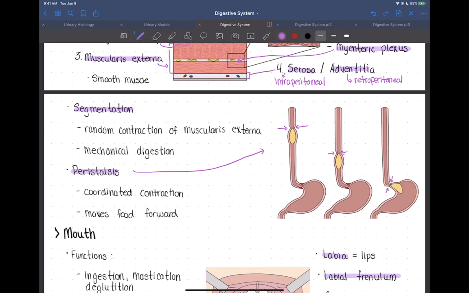I think of it as like a tube of toothpaste, right? So you squeeze all the way down to move that toothpaste out of the tube. Okay, so that's peristalsis. All right, so the function of segmentation is for digestion. The function of peristalsis is to move food forward through that alimentary canal.